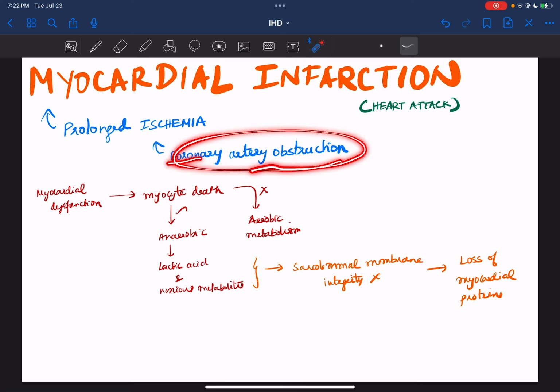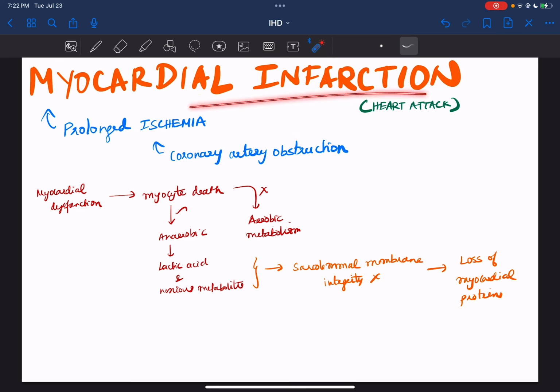Okay, it is due to coronary artery obstruction, prolonged ischemia that causes your infarction, and if it's happening at the heart to the myocardial layer, then that's called your myocardial infarction. Now, what really happens? If there is ischemia, there is infarction, there is myocardial dysfunction, right? The cells are not going to function well. After some point, the cells are going to die, myocyte death.